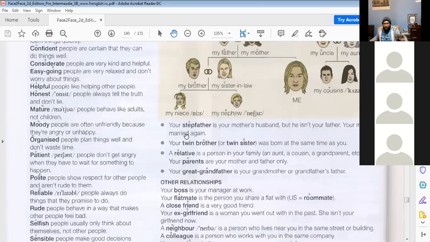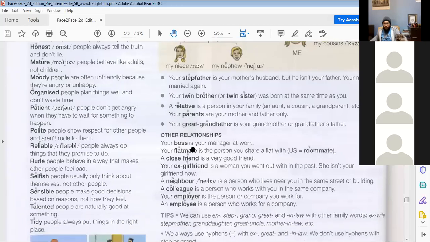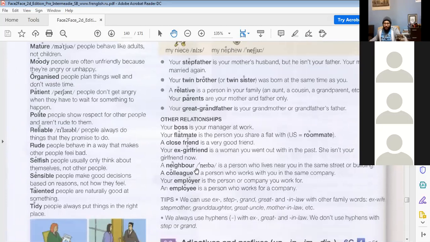Okay, let's see if there is anything else. Stepfather, we talked about it, your mother's husband, but he isn't your father. Your mother married again. Twin brother, relative, parents. Great-grandfather is your grandmother or grandfather's father.